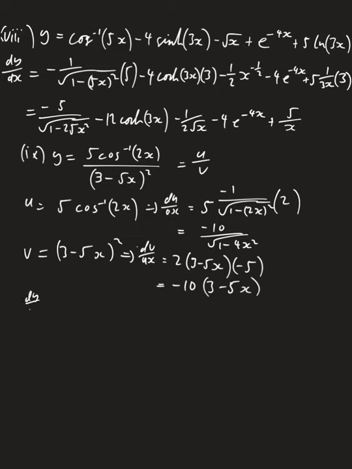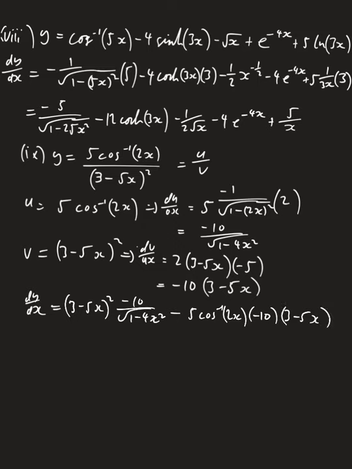Finally, dy dx, by the quotient rule, I get v times du dx. That's equal to (3 minus 5x) squared. That's v times du dx, which is minus 10 divided by the square root of 1 minus 4x squared, minus u times dv dx, where u is 5 inverse cosine of 2x times dv dx, which is minus 10 times 3 minus 5x, all divided by v squared. So v is (3 minus 5x) squared, so I square that again and I get the power of 4.